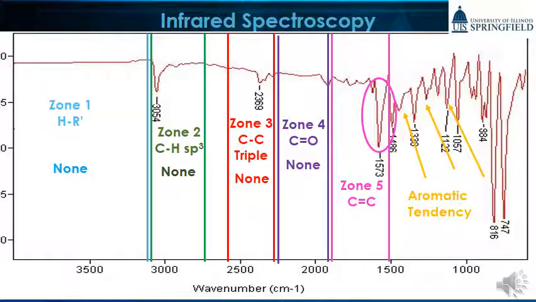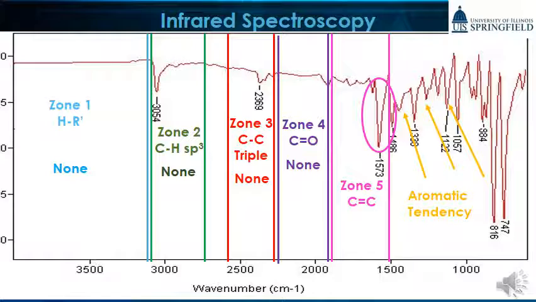Next, if you look in zone 2, which is your carbon-hydrogen sp3 hybridized, you'll see that again we have a little bit of a signal, but there's not really a whole lot to be concerned with there. So we're going to act as if there's nothing. In zone 3, which is your carbon-carbon triple bonds, you'll see that again we have a tiny blip of a signal, but it's nothing really to get worked up about. In zone 4, which is your carbonyl groups, you'll see that again, really nothing to be concerned about.